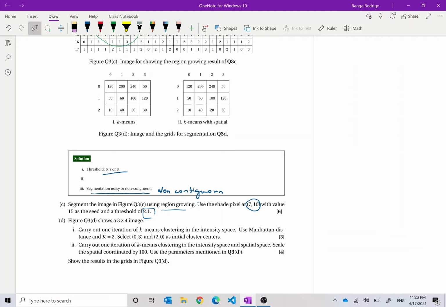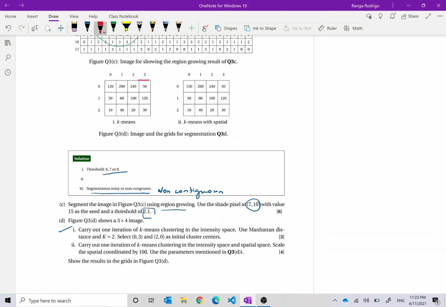Part D. Figure Q3D shows a 3x4 image. Carry out one iteration of k-means clustering in the intensity space. Use Manhattan distance. Manhattan distance is just the absolute value of the differences, and k equals 2. Select 0, 3 and 2, 0 as initial cluster centers. So 0, 3.